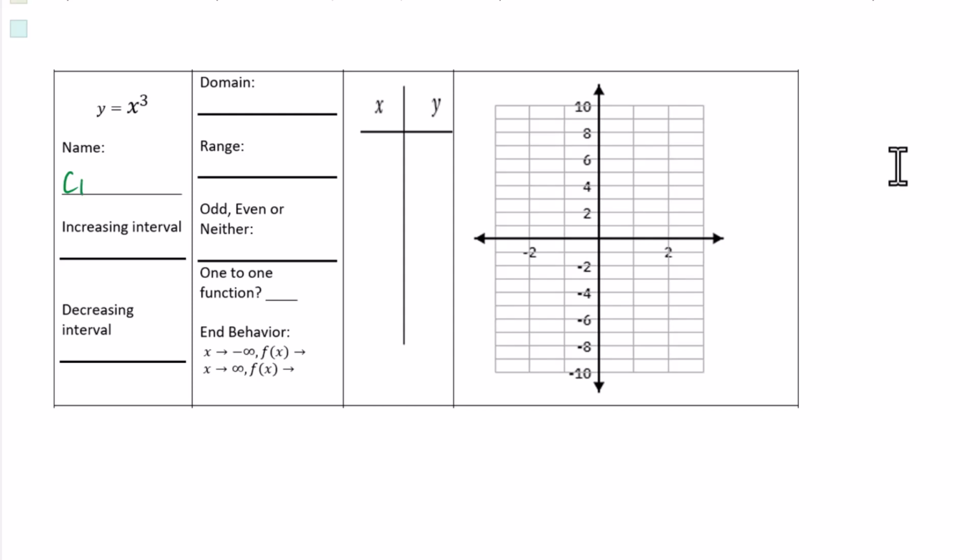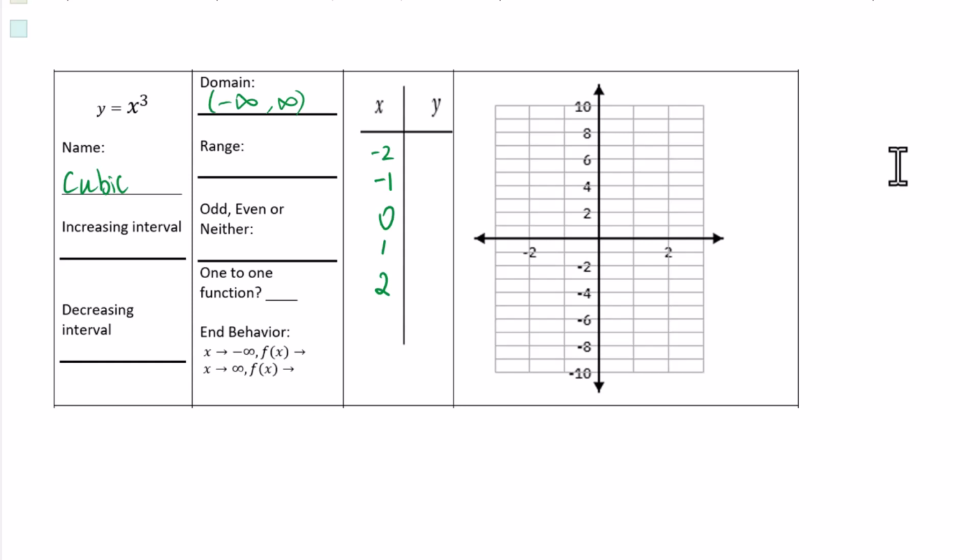Y equals x to the third power. This is a cubic function. Domain is all real numbers. Let's make a table: 0, -1, -2, 1, 2.